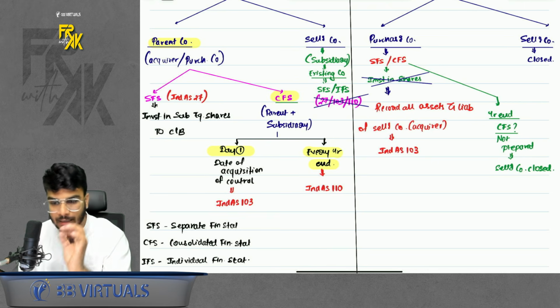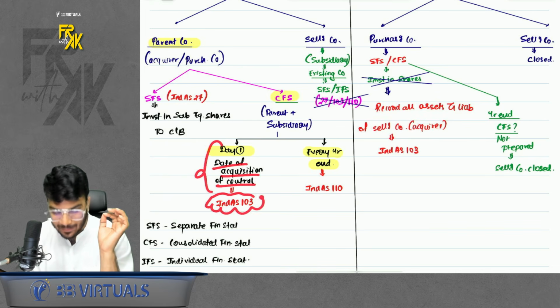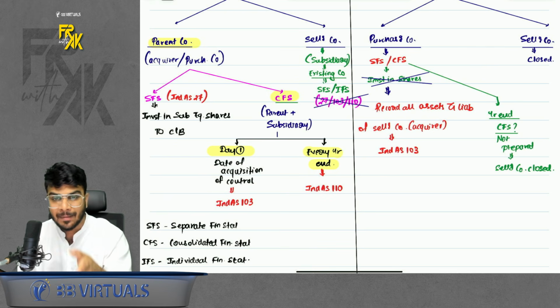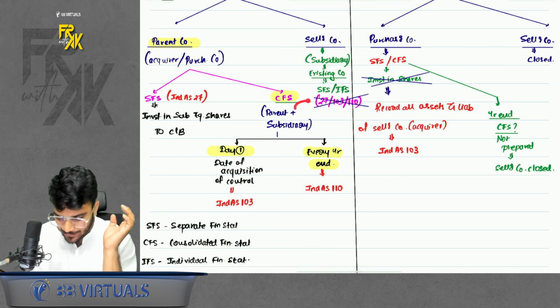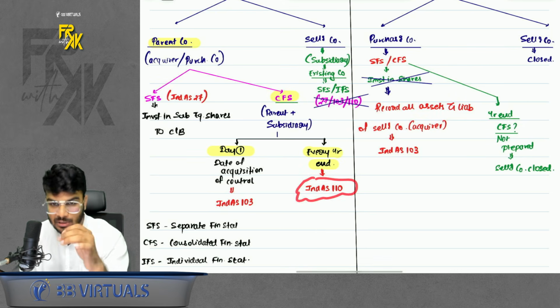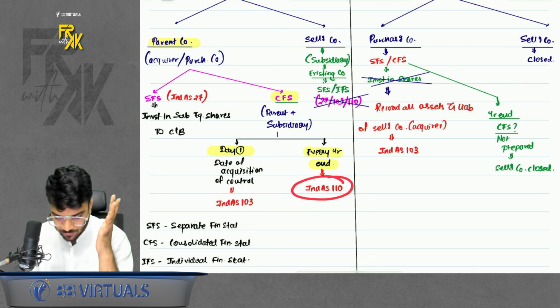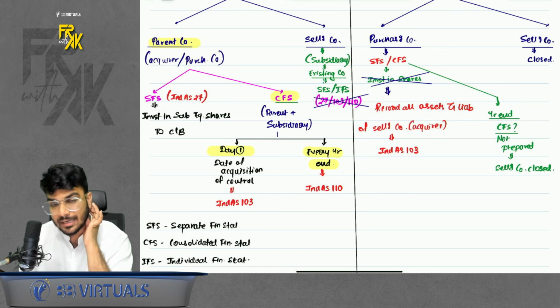The CFS which you prepare on day one, meaning on the date of acquisition of control, the day you acquired the control, will be prepared as per Ind AS 103. And the CFS that you prepare on every year end is going to be prepared as per Ind AS 110. That is why Ind AS 103 and 110 are interlinked. But before studying 110, we should know what is Ind AS 103. Is this clear to everyone?